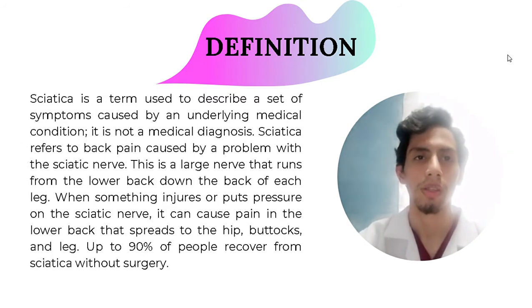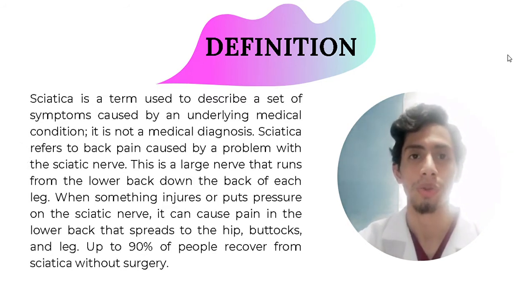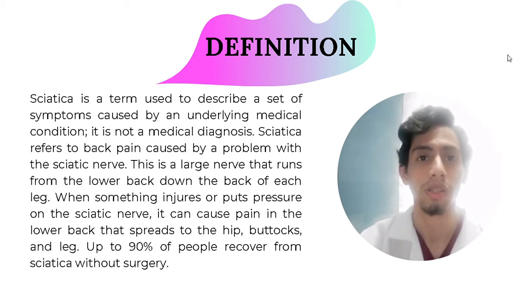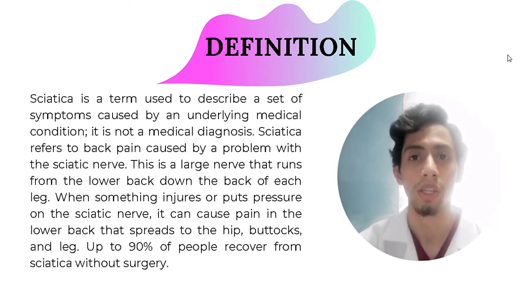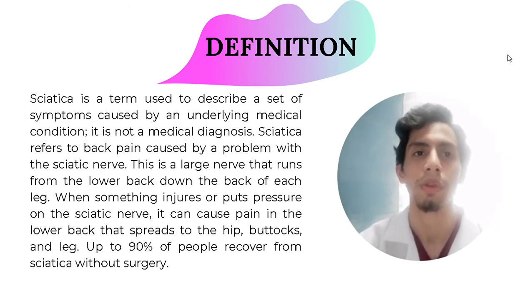Definition: Sciatica is a term used to describe a set of symptoms caused by an underlying medical condition. It's not a medical diagnosis. Sciatica refers to back pain caused by a problem with the sciatic nerve. This is a large nerve that runs from the lower back down the back of each leg.